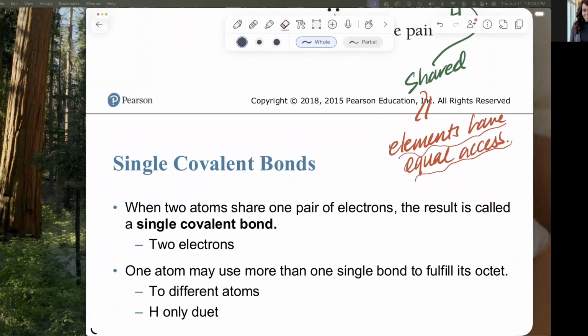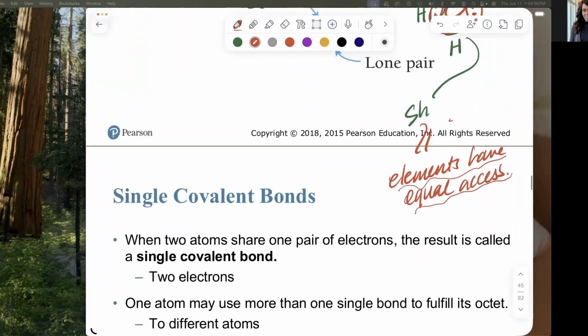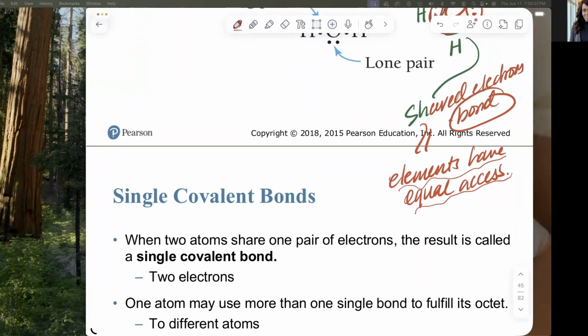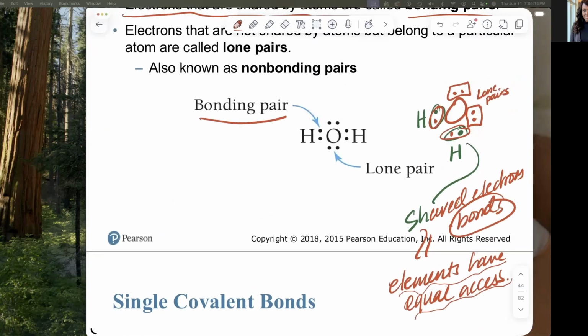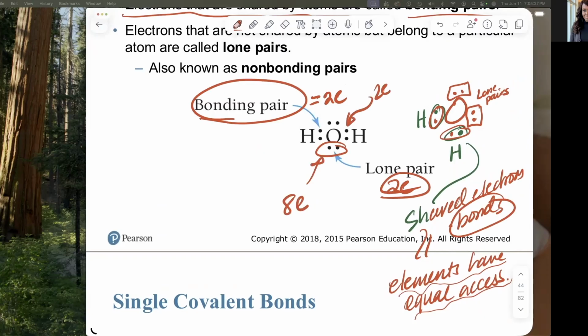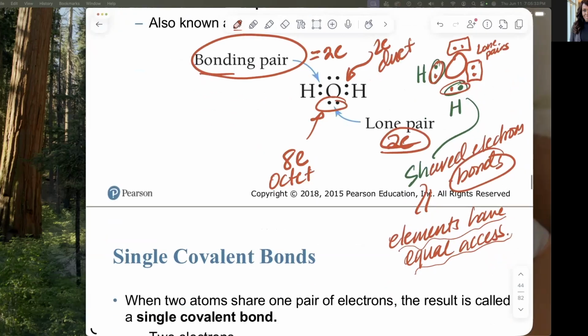But you want to recognize lone pair electrons versus shared electrons. Shared electrons translate into bonds, right? Because they're co-owned, they're equally owned. They're equally owned by the elements that have access to them, so they're called bonds. Okay, remember, from what we're seeing here, in a bonding pair of electrons, each bond is 2 electrons. Each lone pair is also 2 electrons. So there's a theme here of 2 electrons, right? And then you can look right here: oxygen is surrounded by 8 electrons, hydrogen is surrounded by 2 electrons. Oxygen obeys the octet rule, the hydrogen obeys the duet rule, and that's pretty much it, okay?